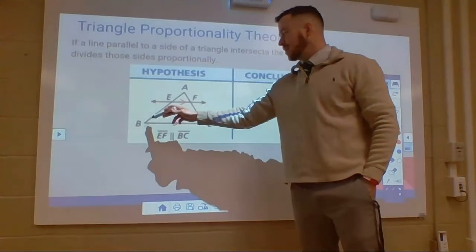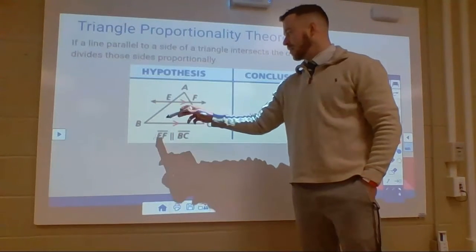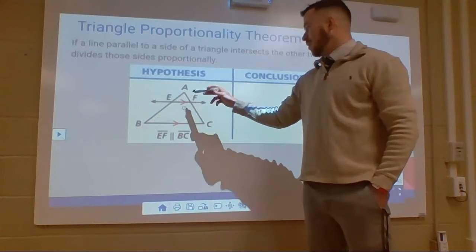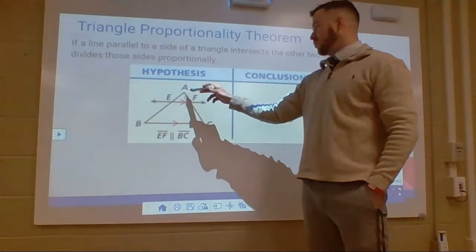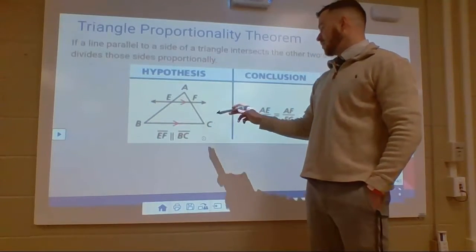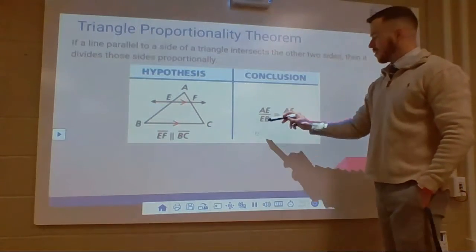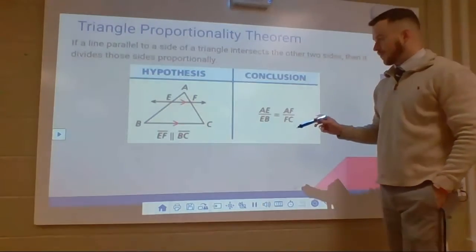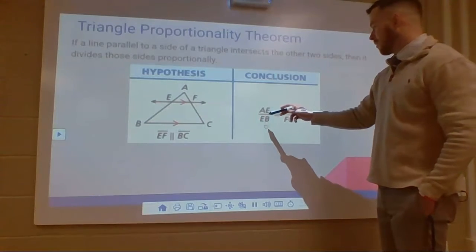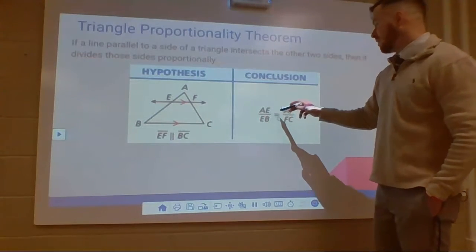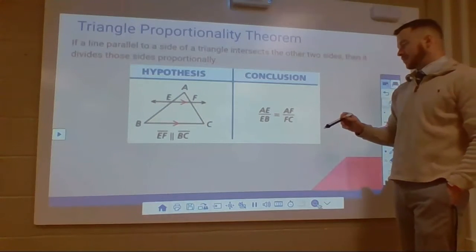So AB is divided into two parts, AE and EB. AC is divided into two parts, AF and FC. So then we see how we can set up a proportion here. AE over EB equals AF over FC.